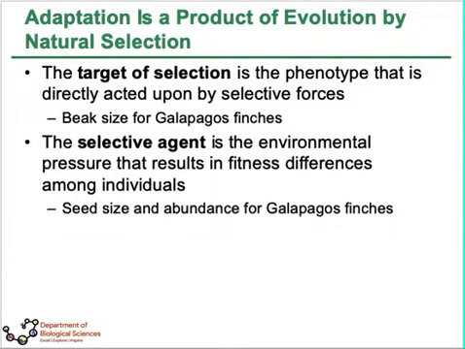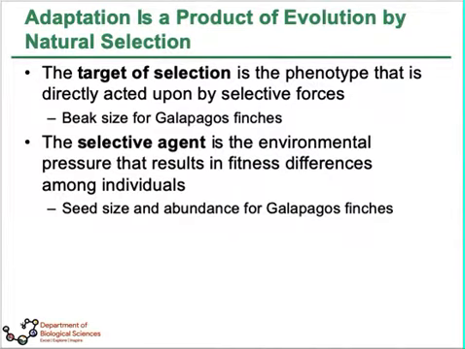Okay. So there is a term called target of selection. The target of selection is the phenotype that is directly acted upon by selective forces. In the previous case, the selective force there is the availability or the type of food that they consume. In this case, the target of selection is the beak size for Galapagos finches. Those large beak sizes had the tendency to consume hard seeds, and then they have the ability to survive, or a higher percentage of survival.